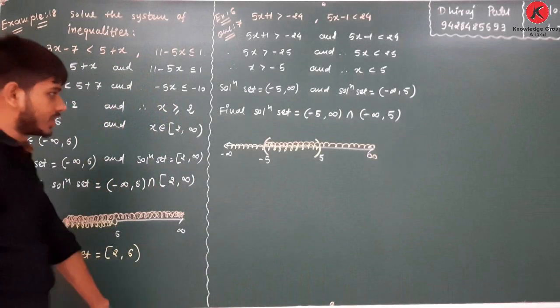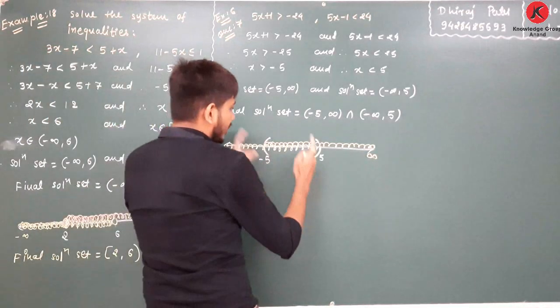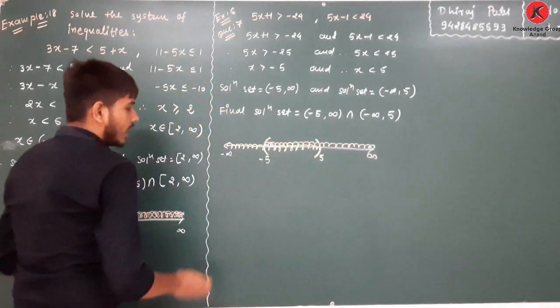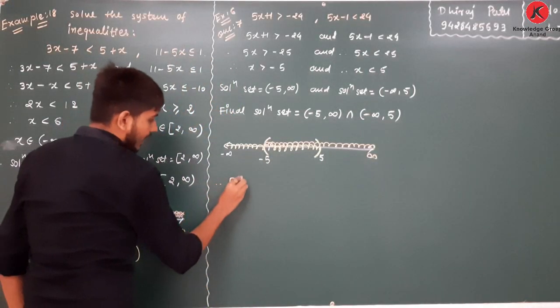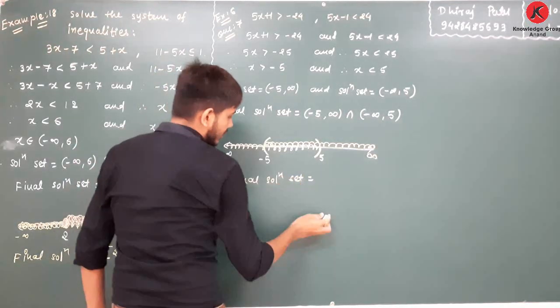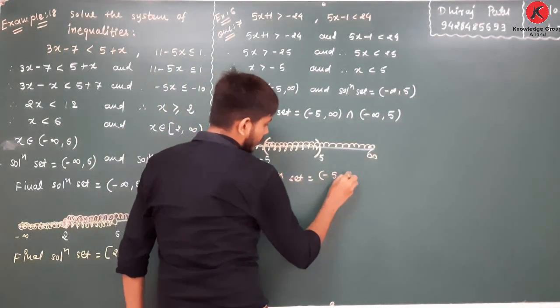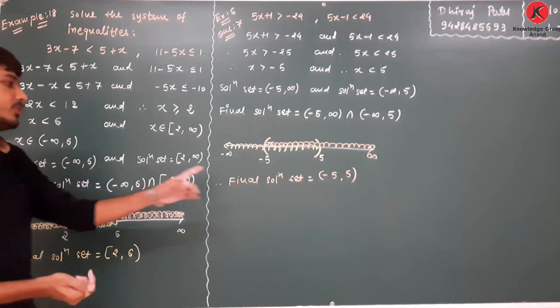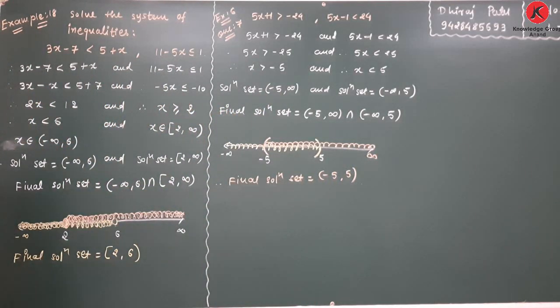Now take the intersection portion, intersection region. Intersection on the number line is minus 5 to 5. Therefore our final solution set is minus 5 to 5. Clear? આ રીતે તમે final solution set બે solution set ના intersection થી obtain કરશો.